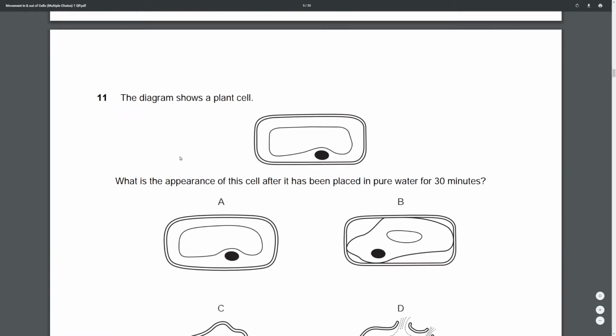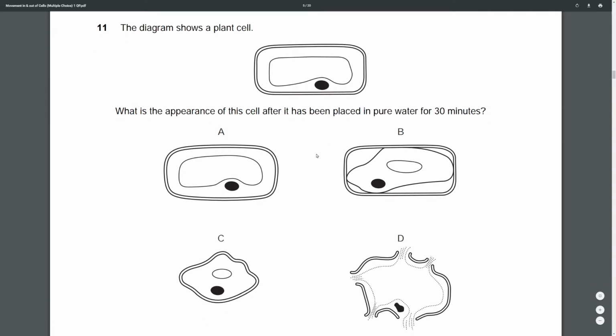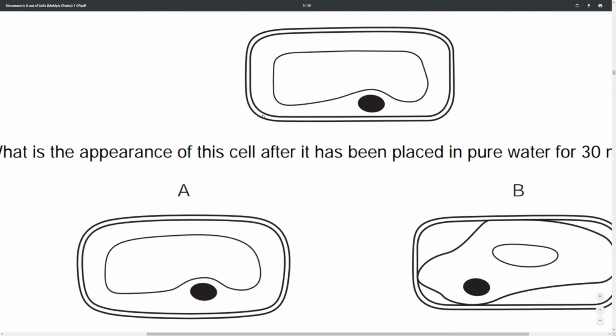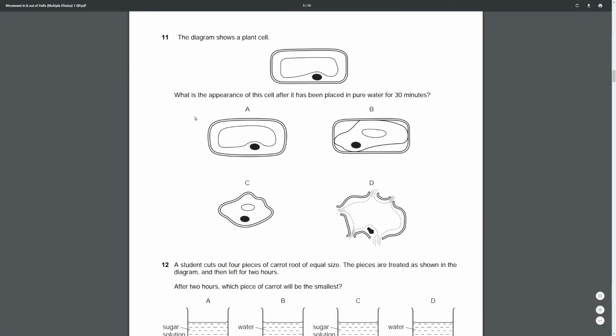11. The diagram shows a plant cell. What is the appearance of the cell after it has been placed in pure water for 30 minutes? Plant cells have a cell wall, but they also have a cell membrane protecting it, so plant cells won't actually become flaccid or turgid or anything. So this would be A.